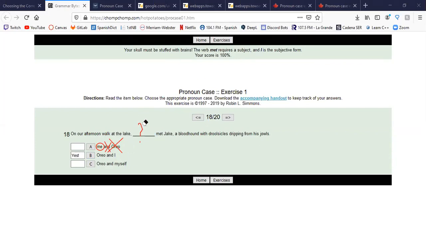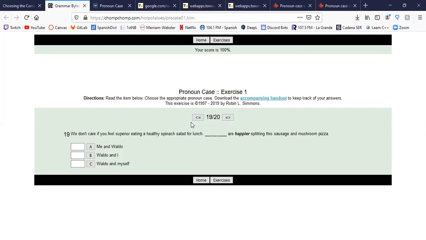So it has to be Oreo and I. I mean, you could technically also say I and Oreo, but people really strongly prefer that you place I after the other subject. So in this case, we would say Oreo and I. And please don't use myself in that manner. We don't use myself like that as a subject of anything. Myself is only to be used when the subject is the same as the object. So when you say I hurt myself, you are the direct object, but you are also the subject of the sentence. So you have to use myself. You can't say I hurt me. You have to say I hurt myself. And I'll go more into this later, but I want to finish this exercise first.